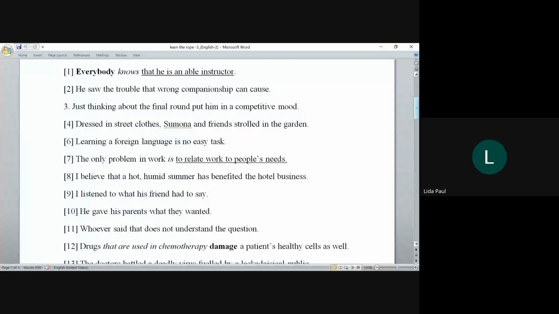Yeah, adjectives are solely connected only to nouns. If you get some additional information on the noun, then the associated word can be called an adjective, or an adjectival clause for that matter. So here, that wrong companionship can cause, I hope you understood why we call this an adjectival clause. Because it's giving you additional information about the noun trouble, right? The trouble is what is being qualified here. The trouble that wrong companionship can cause.